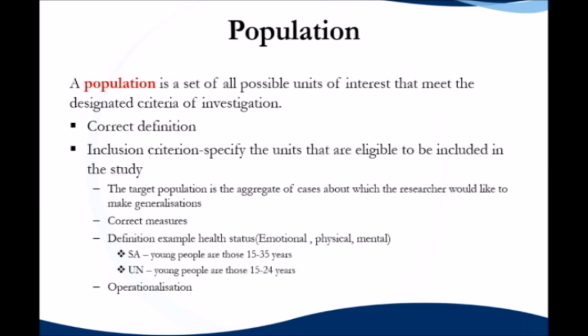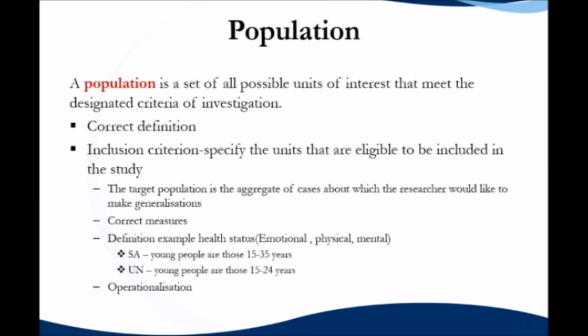I've mentioned this, and I'm repeating it again because it's important that you clearly define concepts for your study, because there can be many definitions. And as I said, with some of the definitions you might not be able to practically collect data using that definition as it is. So you might have to go to an alternative, something that you can actually measure. So your inclusion criteria specifies the units that are eligible to be included in the study, which is the target population, with the correct measures.